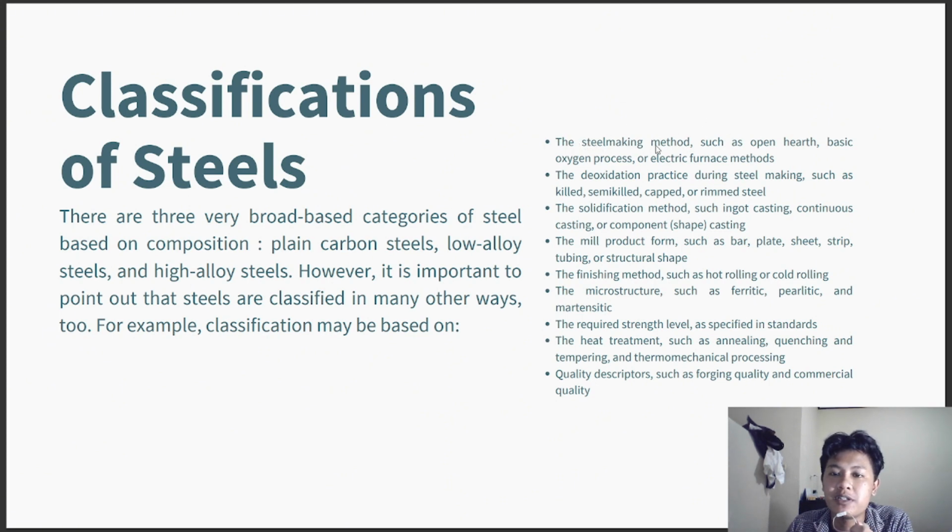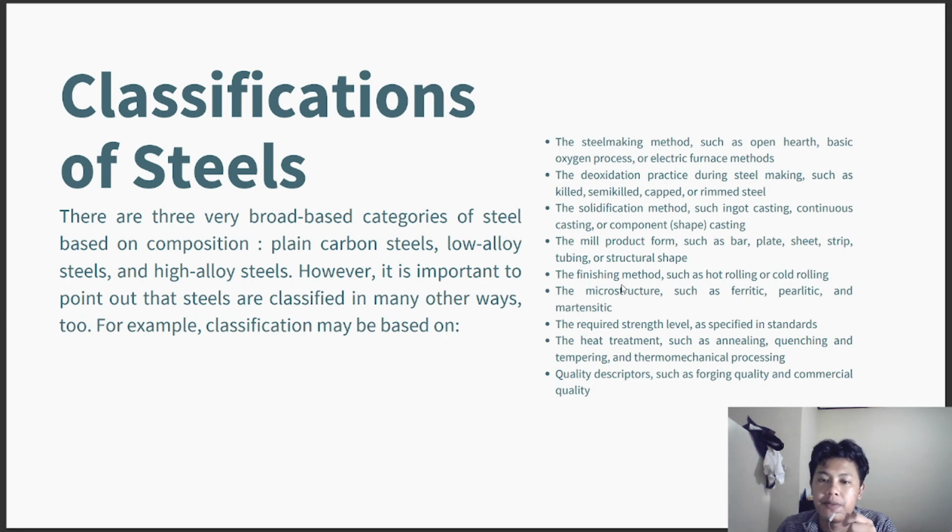The first is the steel making method, such as open hearth, basic oxygen process, or electric furnace method. Second is the deoxidation practice during steel making, for example killed, semi-killed, capped, or rimmed steel. Third is the solidification method, such as ingot casting, continuous casting, or component shape casting. And then the mill product form, like bar, plate, sheet, and others.